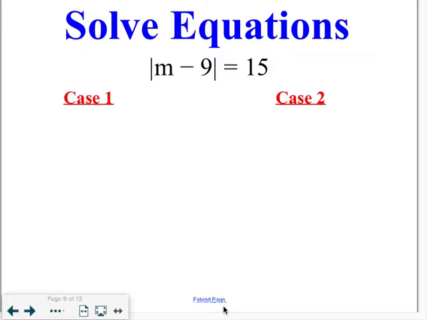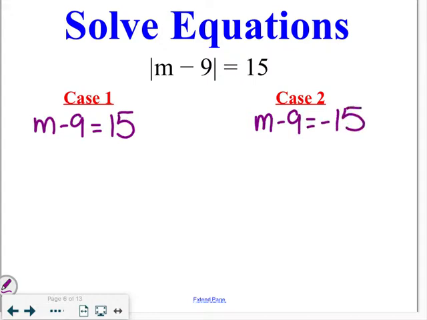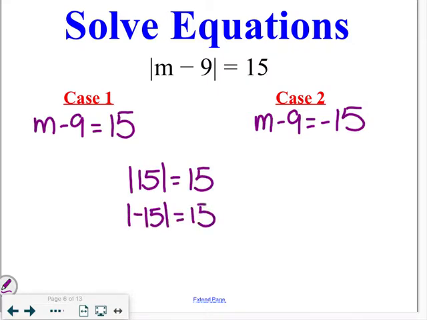When we are doing this, we have two cases. Your first case is going to be the expression as written. So your first case, we're looking at m minus 9 is equal to 15. Your second case with absolute values is m minus 9 is equal to negative 15. Remember what we talked about just a couple of minutes ago. The absolute value of 15 is equal to 15, and the absolute value of negative 15 is equal to 15.